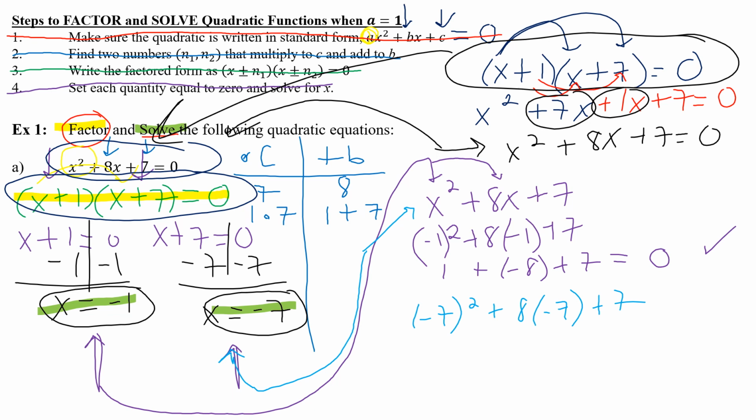Negative 7 squared is going to give us 49. 8 times negative 7 is going to give us a minus 56. Bring down the plus 7. 49 minus 56 is negative 7. Negative 7 plus 7, sure enough, is going to give us 0, and it's true.